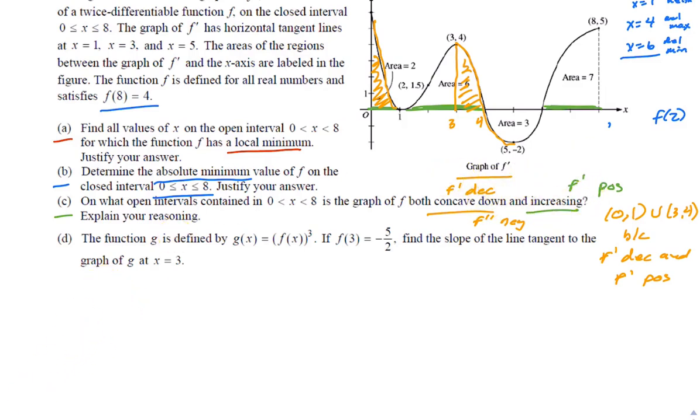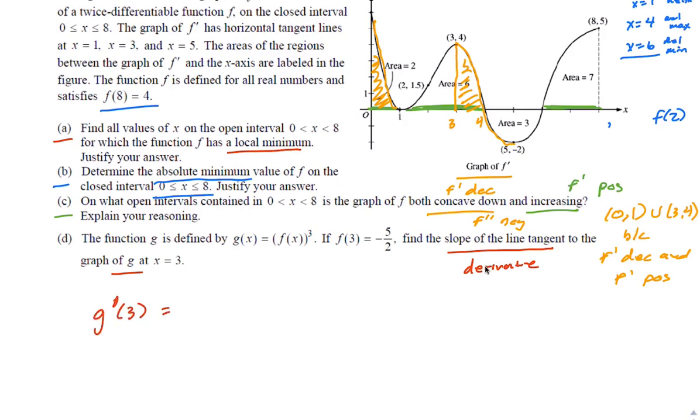So now let's look at D. D, the function g is defined by g of x is equal to f of x cubed. If f of 3 is negative 5 halves, find the slope of the line tangent to the graph of g at x equals 3. Find the slope of the line tangent. A lot of people always try to find the equation of a tangent line. That's not what it's asking. Find the slope of the line tangent. This is a fancy way to say take the derivative. So they want me to take the derivative of g at 3. So they want me to find this essentially.